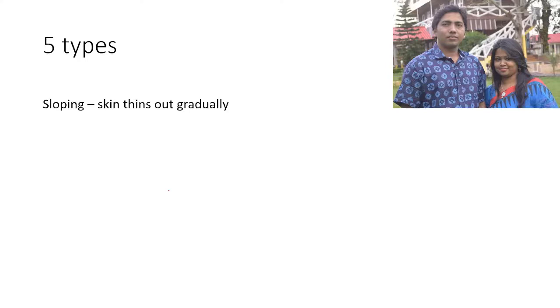First of all, the sloping edge. That is the skin or margin, and that is the floor. So that ulcer is healing from inwards. That's why there is a wide gap in the skin but less gap in the floor. That is a sloping ulcer. The skin thins out gradually. Found in a healing ulcer.